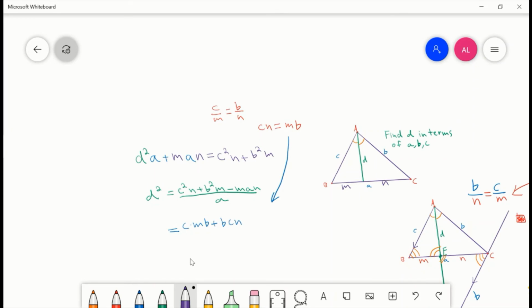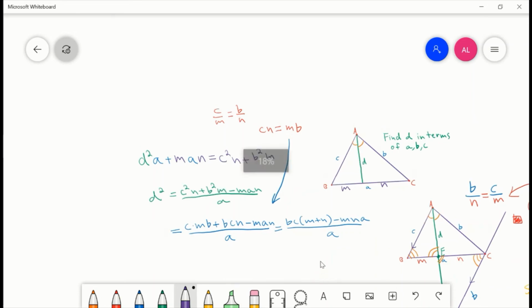This is the same as bcn. Why? Because b squared m is b times bm. bm is cn, so this is the same thing as b times cn. And then we subtract m times a times n. We divide all of that by a. Now we factor. We have bc times m plus n minus man all over a.